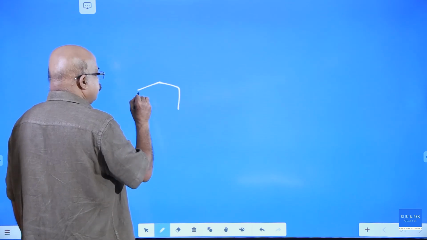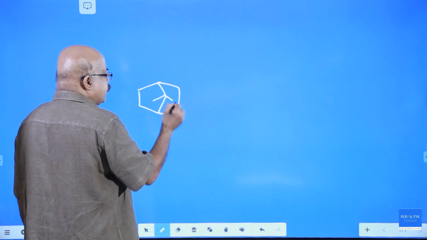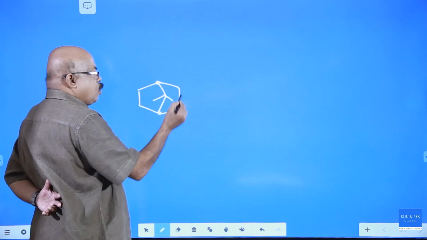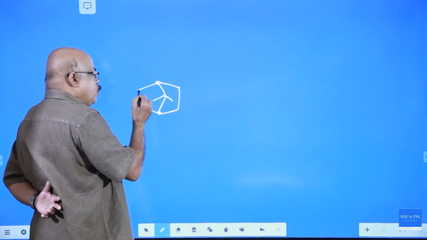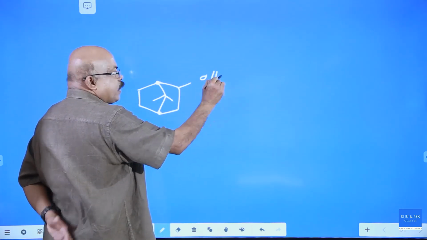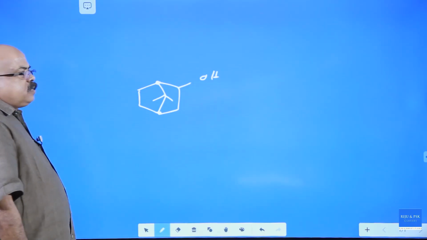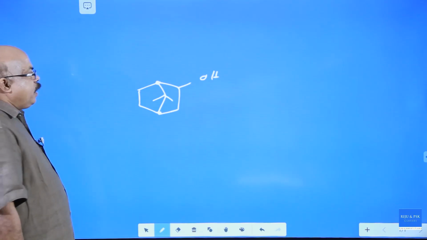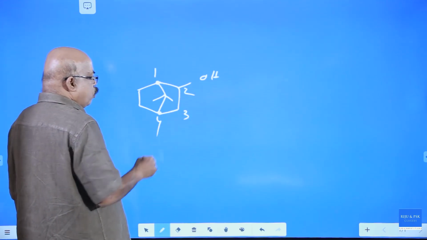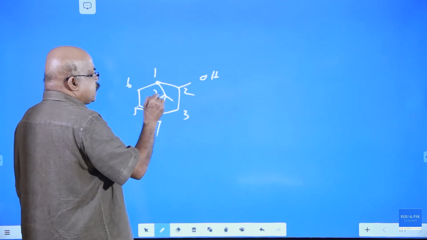What is its name? Bridgehead carbon, 2 carbon bridge, 2 carbon bridge. Here there is an OH group. So numbering should be done in such a way that the functional group gets the lowest possible number: 1, 2, 3, 4. Here there are 2, here there is 1, 5, 6, 7.